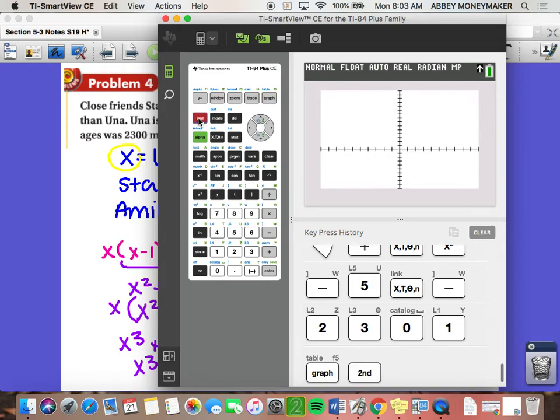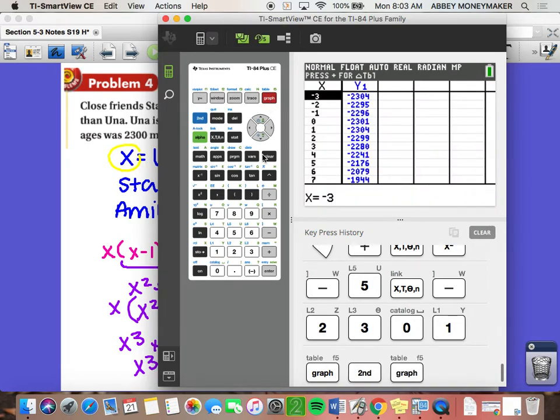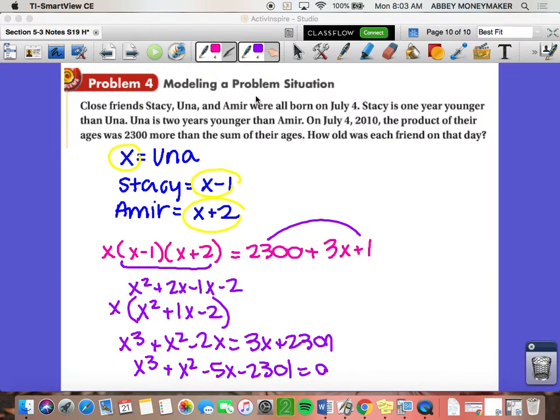So let's go to second graph. Let's look at our table. And let's go older than 10 and see if we can get a solution here. Oh, there we go. So at 13 is where it crosses the x-axis, so let's put that into context here. That means Una is 13. That would mean Stacy is 12, and Amir is 15.